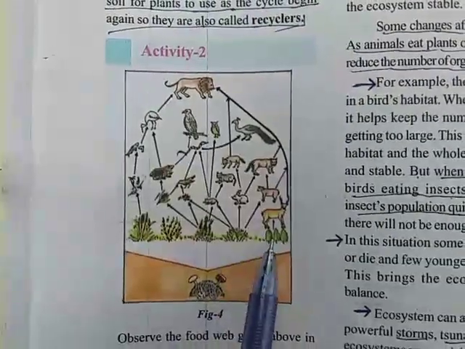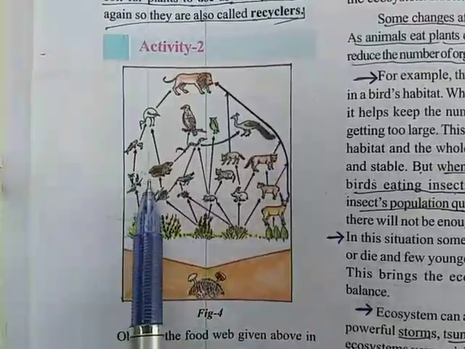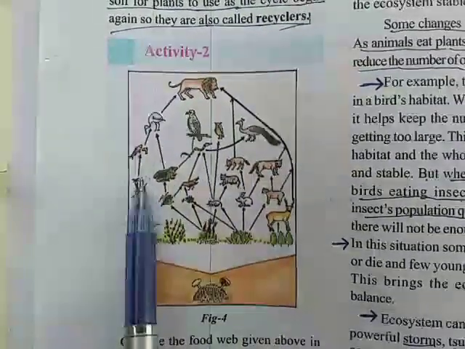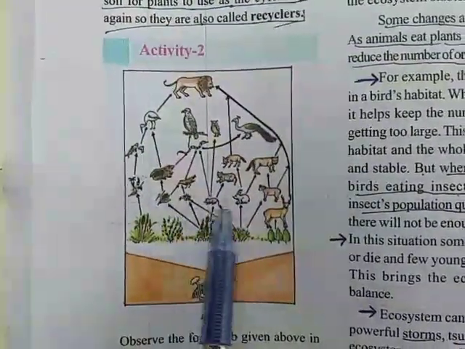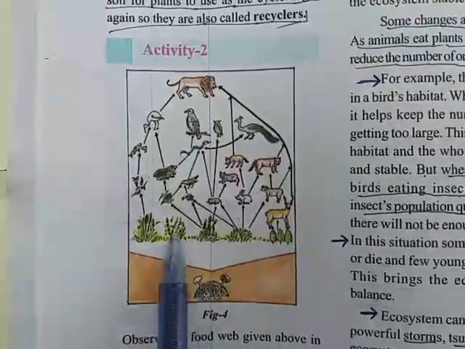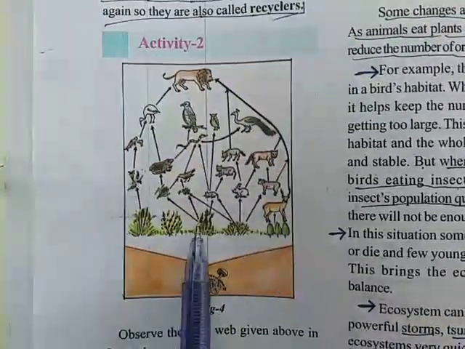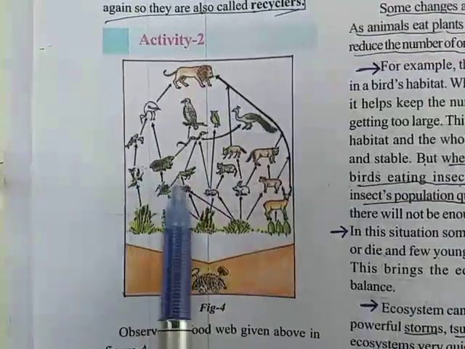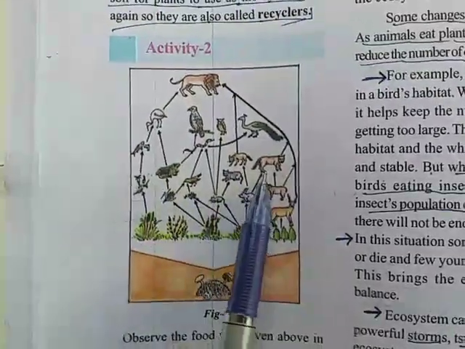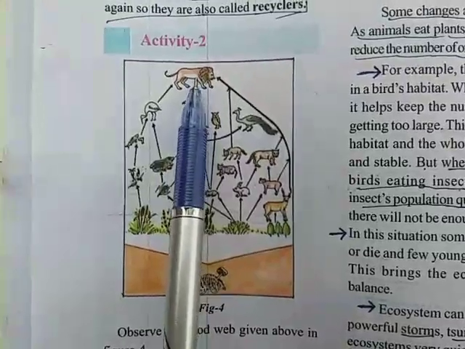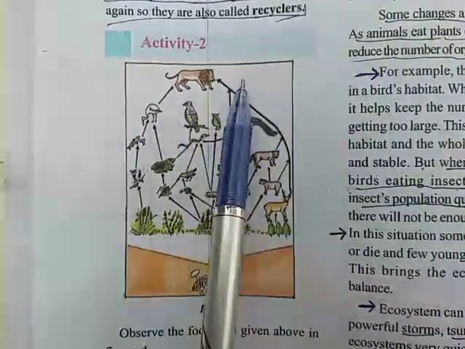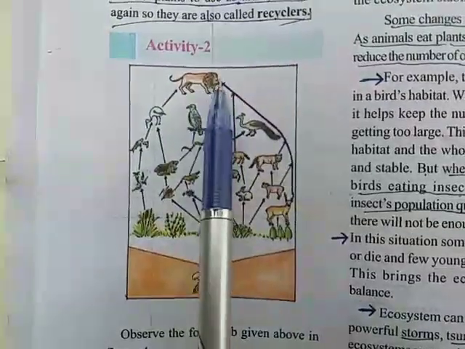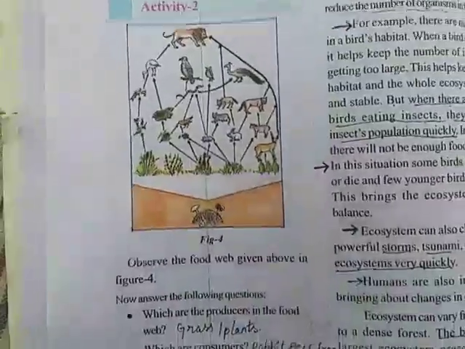Plants act as producers. In step 2, we can see all the animals. These animals are consumers. In step 1, all the living organisms are producers. In step 2, we can see so many animals, and these are all considered consumers. What do you know about this animal? This is a lion. The lion is considered a top carnivore, a flesh-eating animal.